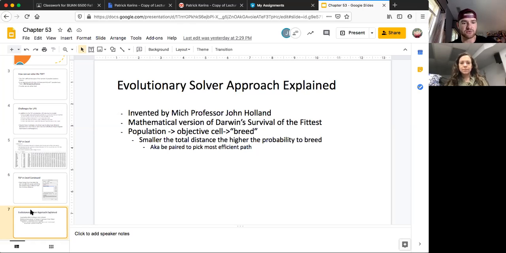So we thought this was a great way to do that and keep the mathematical aspect in mind while also relating it back to the chapter.